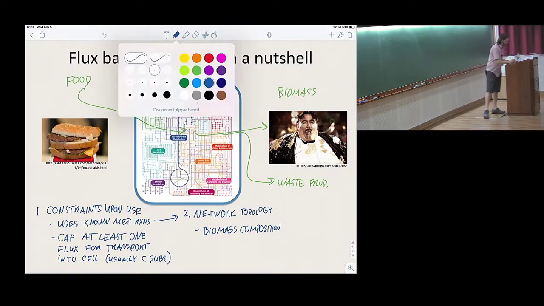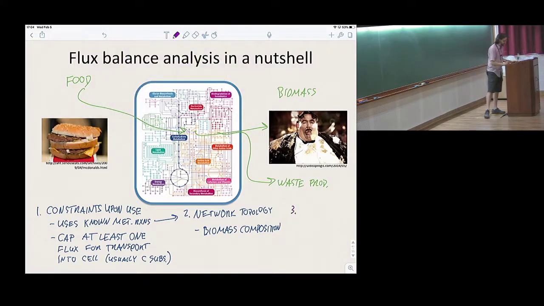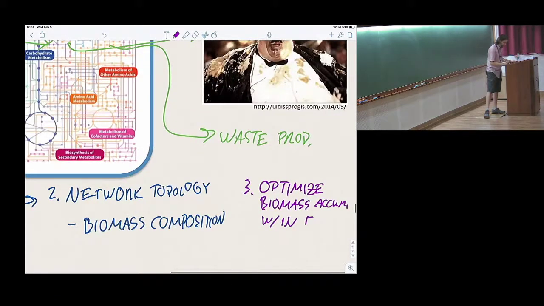And then there's a third step, and this is really where this becomes an evolutionary optimality model: you optimize, you find the optimal solution for biomass accumulation within the feasible space of steady states.